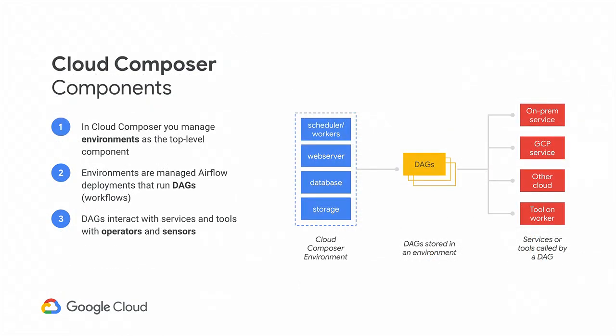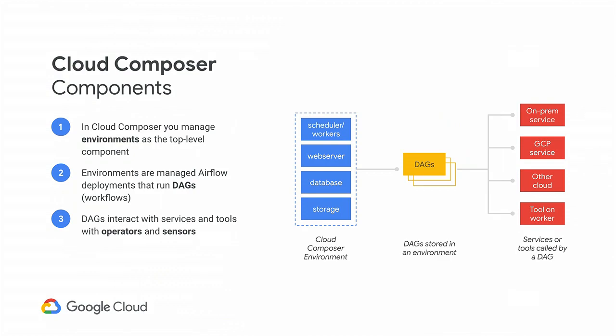Behind the scenes, this is what happens. Cloud Composer creates a collection of GCP resources, and those resources are collectively known as the Cloud Composer environment. And within that environment, we host the Airflow scheduler, worker, web server, the database, and then the workflow storage. The same workflow storage is also used for you to store workflow artifacts.